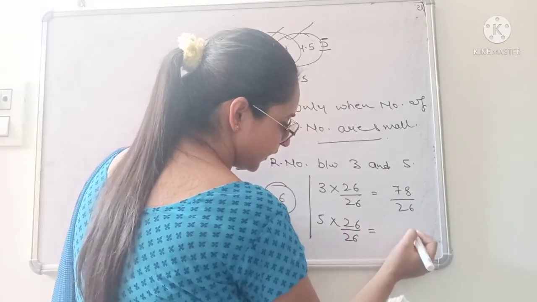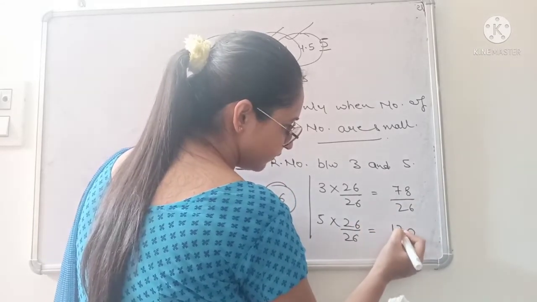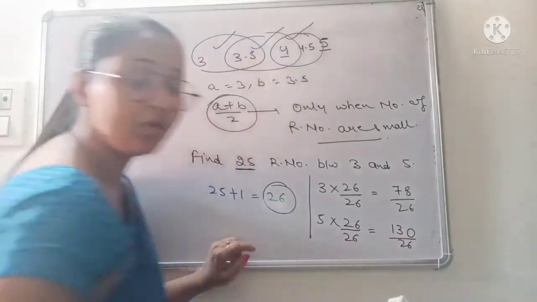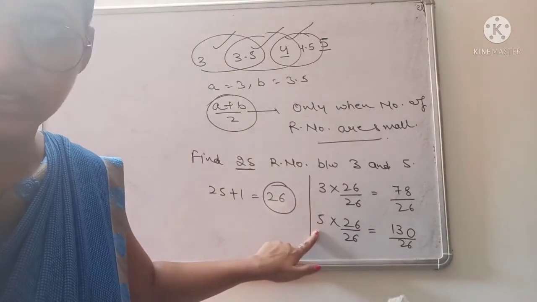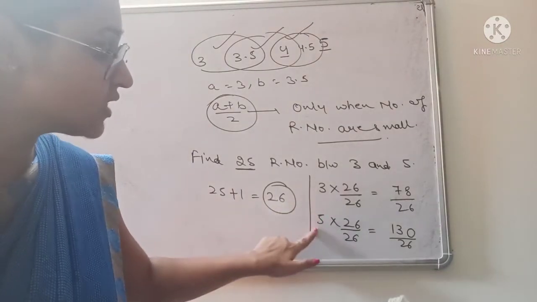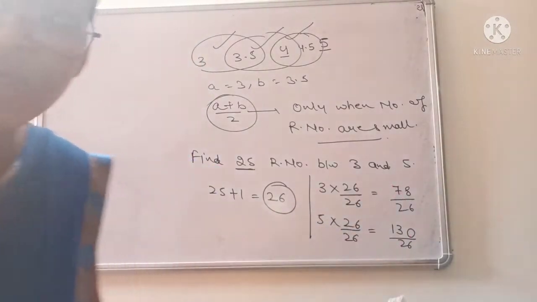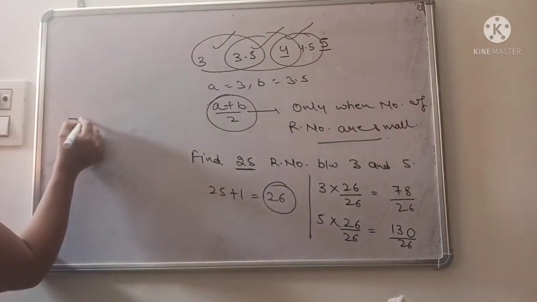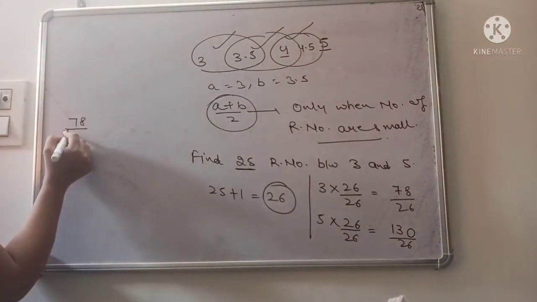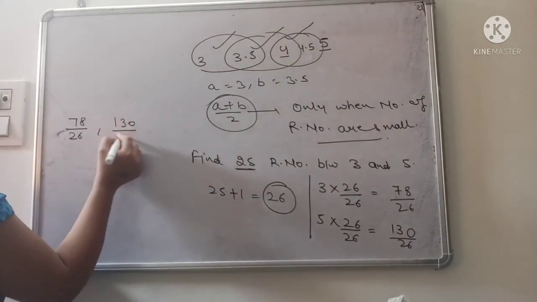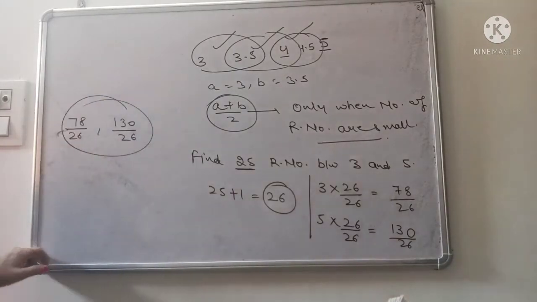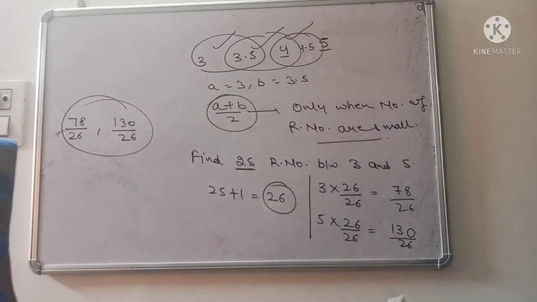5 6s are 30, 5 2s are 10 and 3. So now your rational numbers, that is 3 and 5, earlier it was 3 and 5, and now these are converted into new rational numbers, which are 78 upon 26 and 130 over 26. Now tell me, are these two fractions like fractions or unlike?